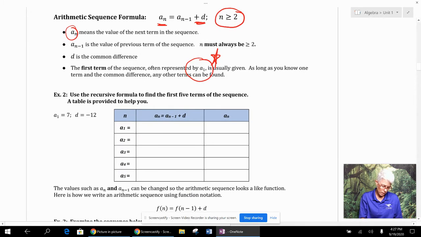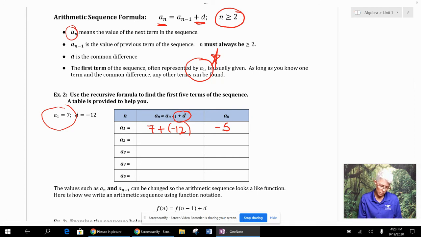So let's look here. They tell us that the first number is 7 and that the common difference is negative 12. So that would mean that I'm going to add a negative 12, and so I get a negative 5. Now I don't actually have to say add a negative. You can see that this is the formula, but if you're adding a negative, you can actually just say minus. So I'm going to do that on the next one.